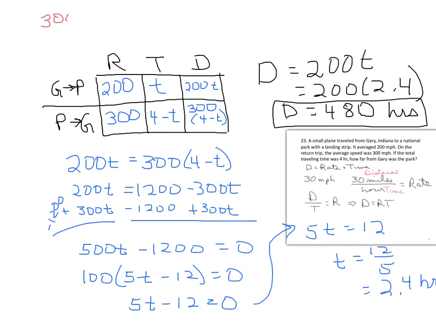So let's do that. 300 times 4 minus t, which is 2.4, is 300 times 1.6, and that equals 480, just like we were hoping it did. So what you want to remember on this problem is after you've solved your first equation and you've gotten that t equals 2.4 hours, you're not done, because what they're asking for is how far from Gary was the park.